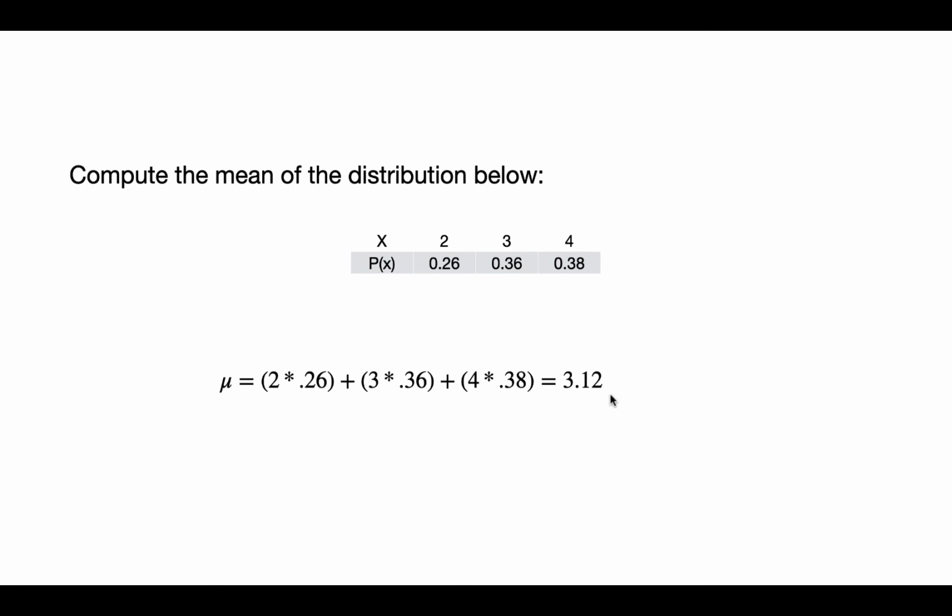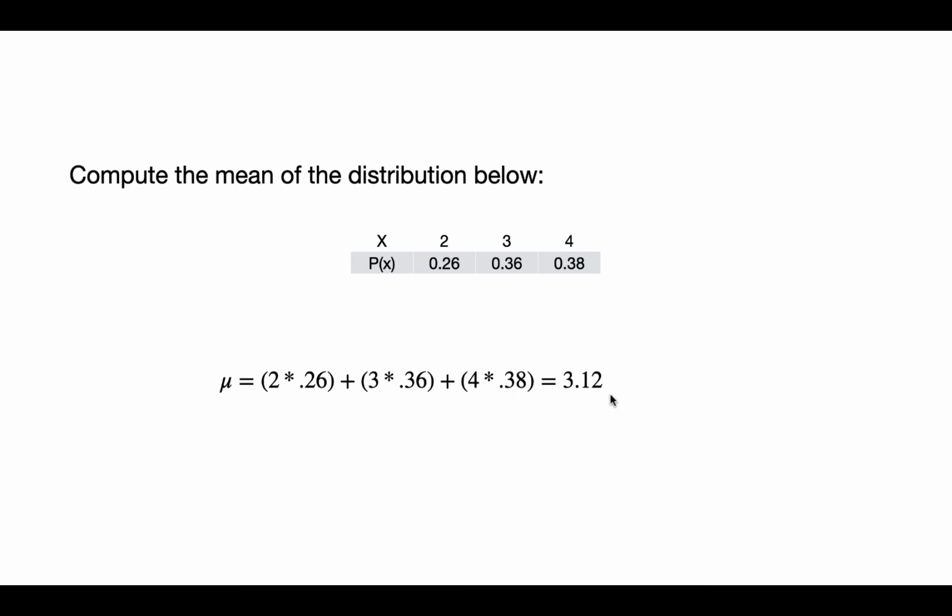The idea is that if you were to perform this experiment, say, 10 times, because 4 has the highest probability and 3 the next highest, I would expect to see 4 the most and 3 the next. So I would probably get something like 4, 4, 3, 4, 2, 3, 3, 4, 4, and then maybe a 2. So that would be 10 times. Again, adding up and dividing by 10 would give me a value.